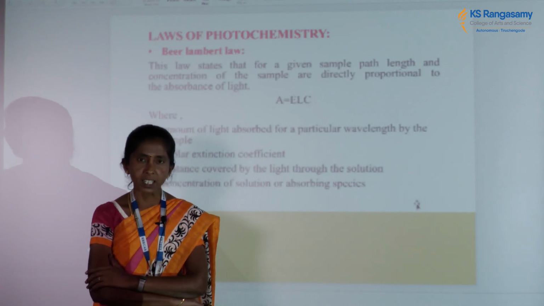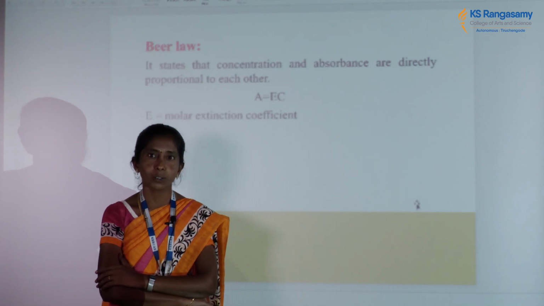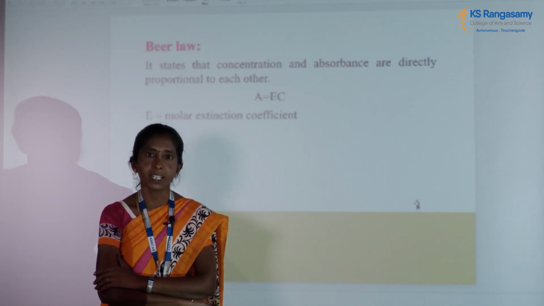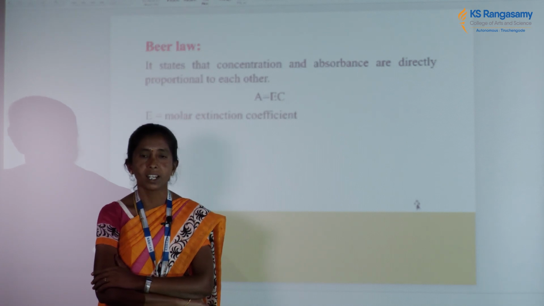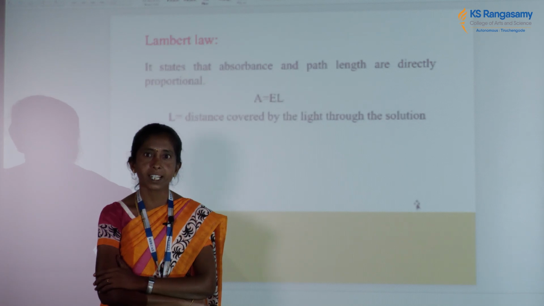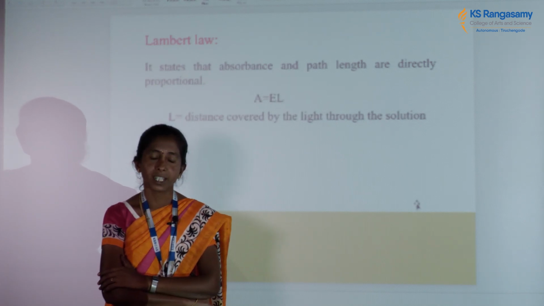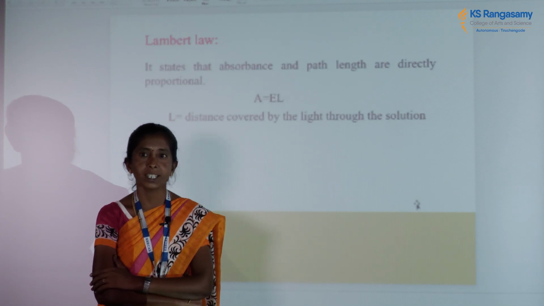And the second law is Beer's law. Here, the intensity of light radiation is directly proportional to the concentration of the substance. The mathematical equation is A = ε C. Here A is the absorption of light radiation, ε is the molar coefficient, and C is the concentration. And the third law is Lambert's law. The intensity of light radiation is directly proportional to the length of the substance. The equation is A = ε L, where A is the intensity of light absorption, ε is the molar coefficient, and L is the length of the substance.